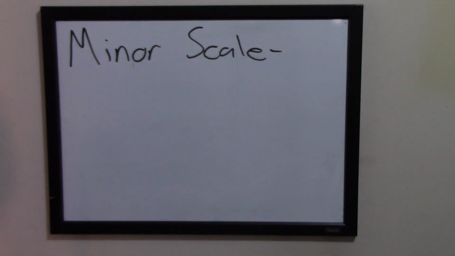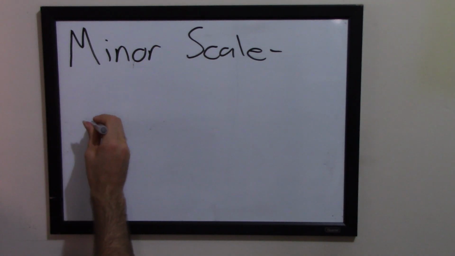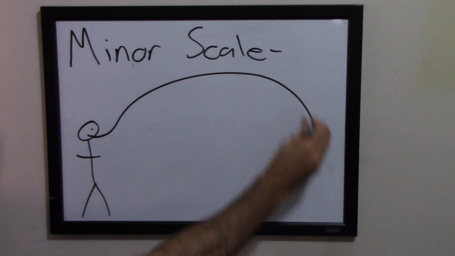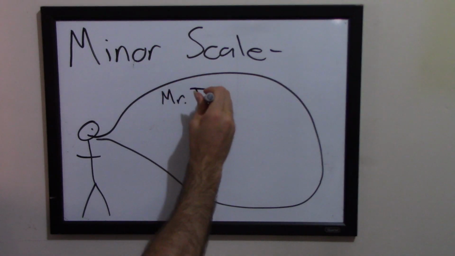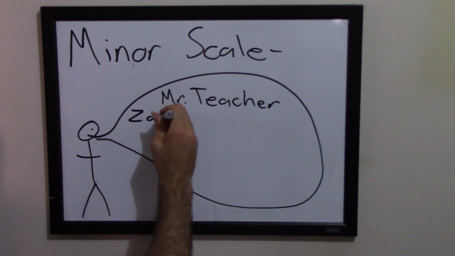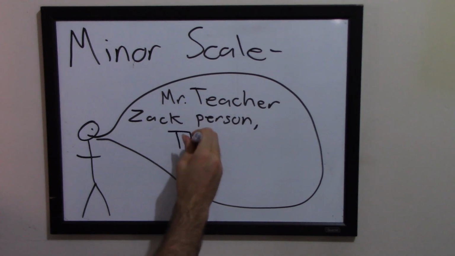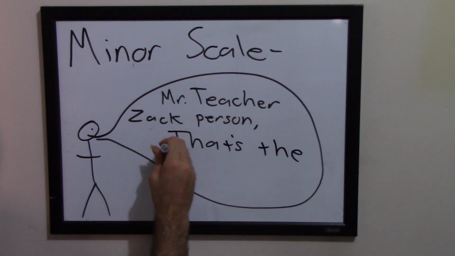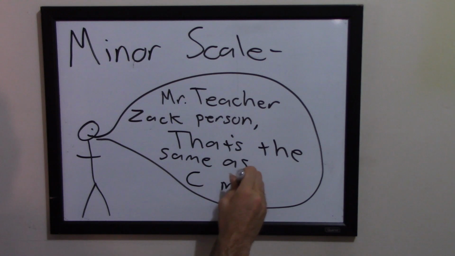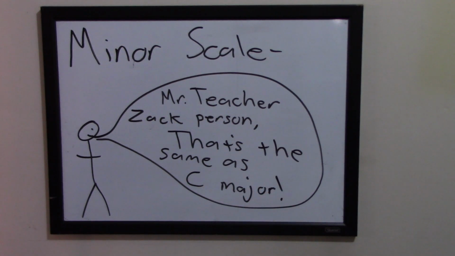So, at this point, many of you, most of you, all of you are probably saying, Mr. Teacher Zack person, when you played the A minor scale, you didn't play any sharps or flats. There's no sharps or flats in C major either. What does that mean? That means that A minor and C major, the A minor scale and the C major scale, have the same notes.